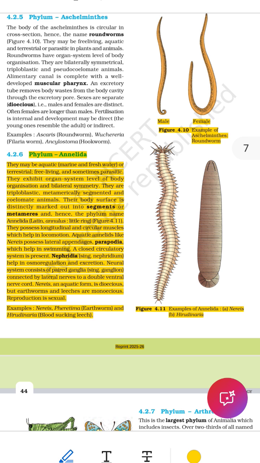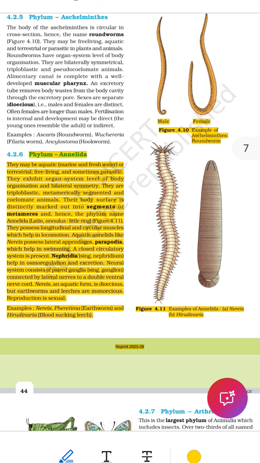2. Body organization. They have an organ system level of organization. This means they have real organs, like a heart, brain-like ganglia, blood vessels, etc. 3. Symmetry. Their bodies are bilaterally symmetrical. If you divide their body down the middle, the left and right sides look the same, like human bodies.